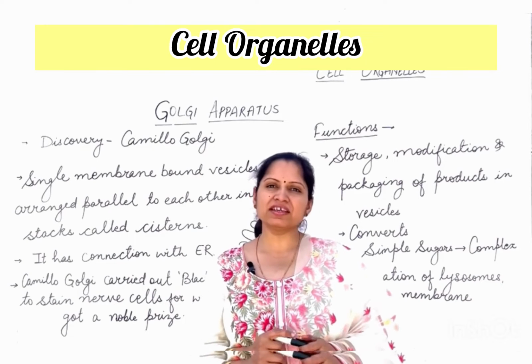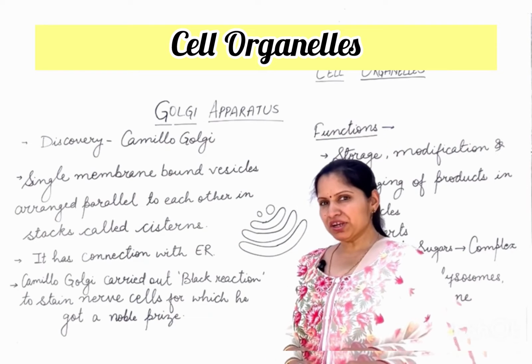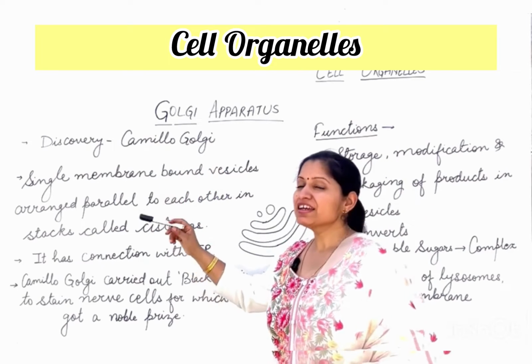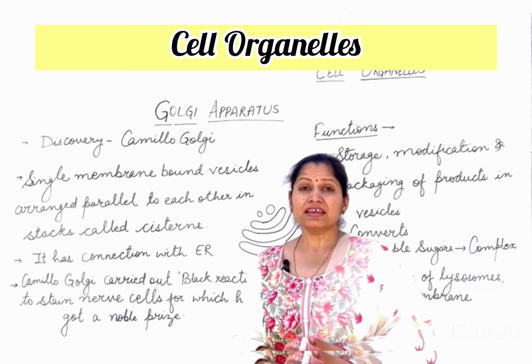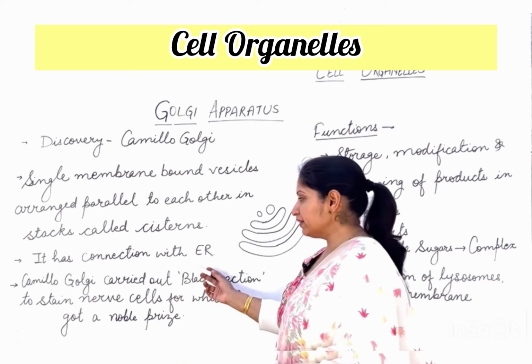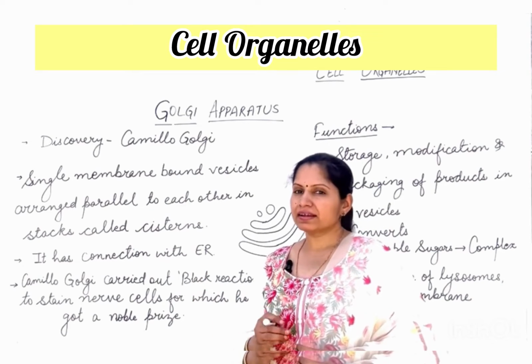Our next cell organelle is Golgi apparatus. Golgi apparatus was discovered by the scientist Camillo Golgi. He was a great scientist. He even got a Nobel Prize for his work that he did for the staining of nerve cells.